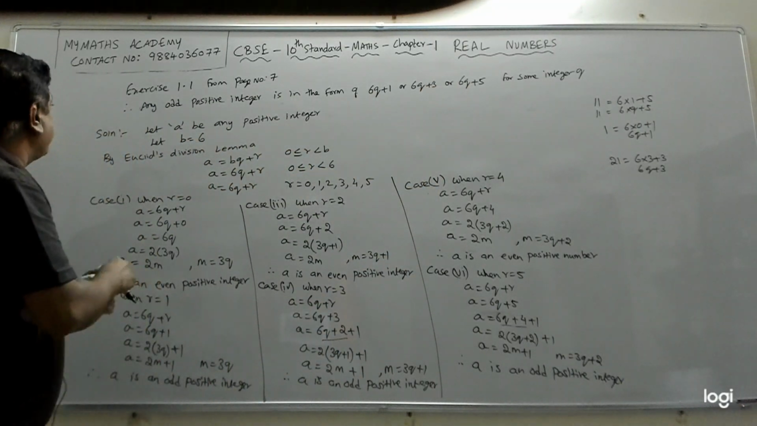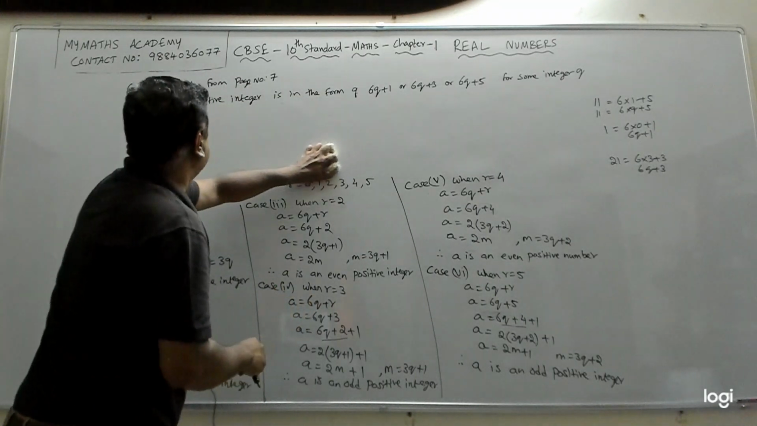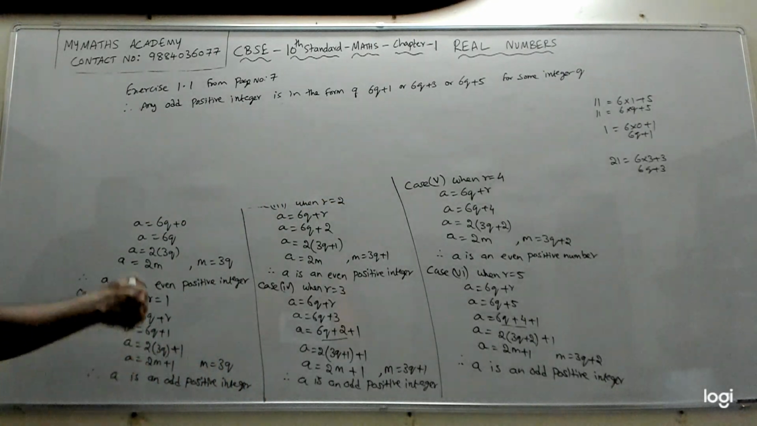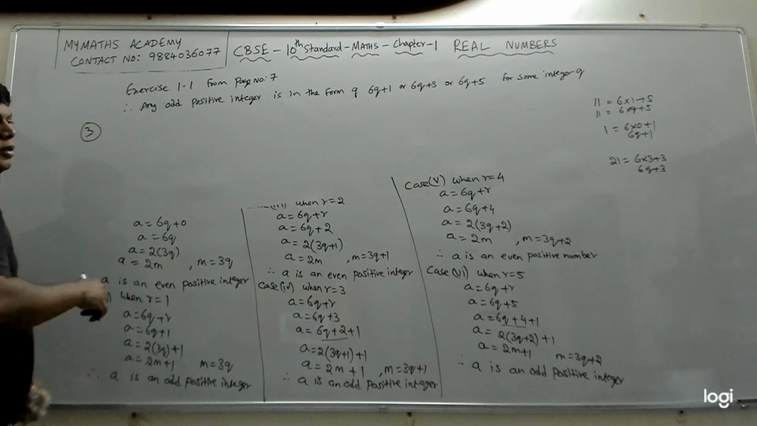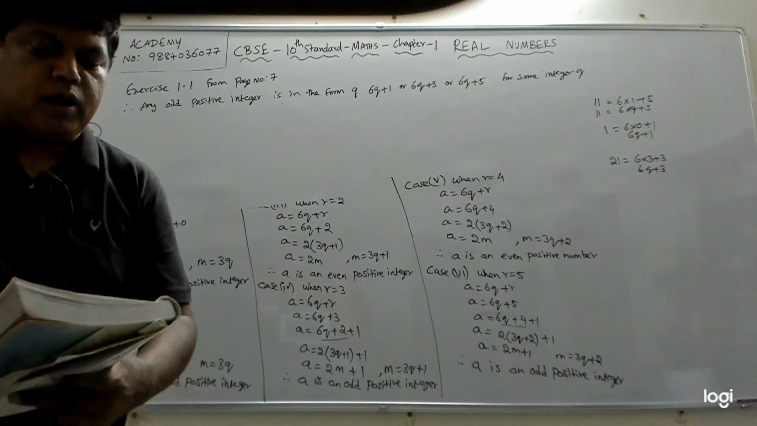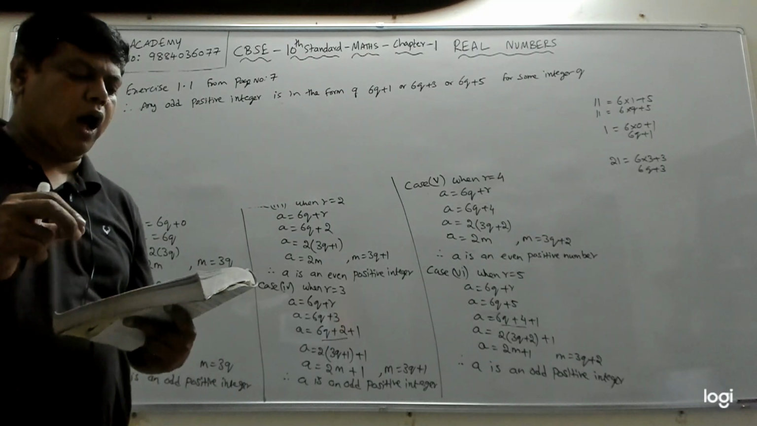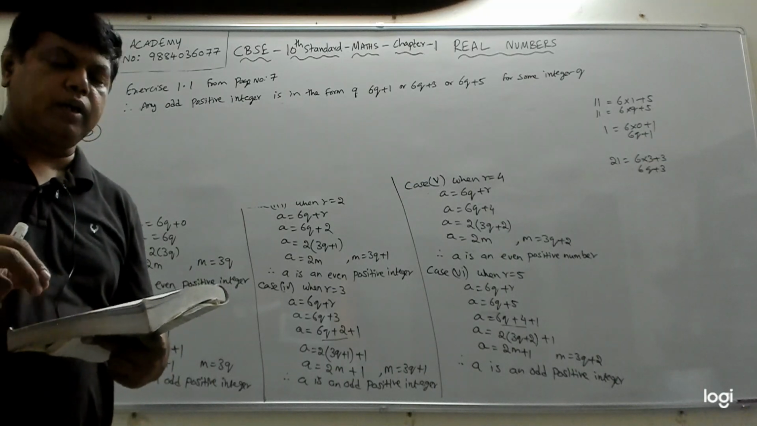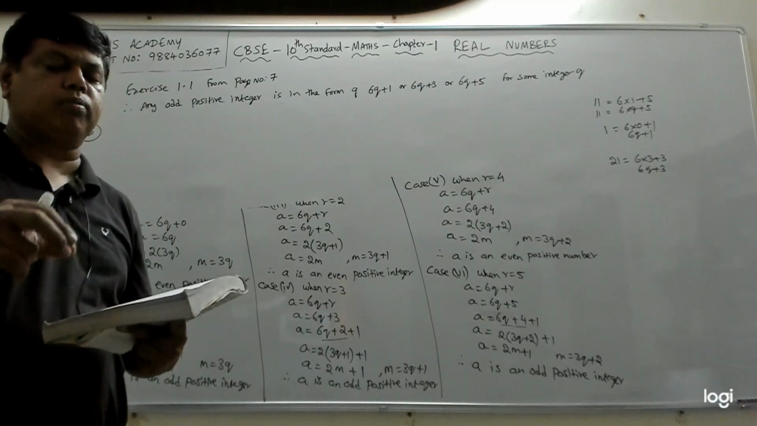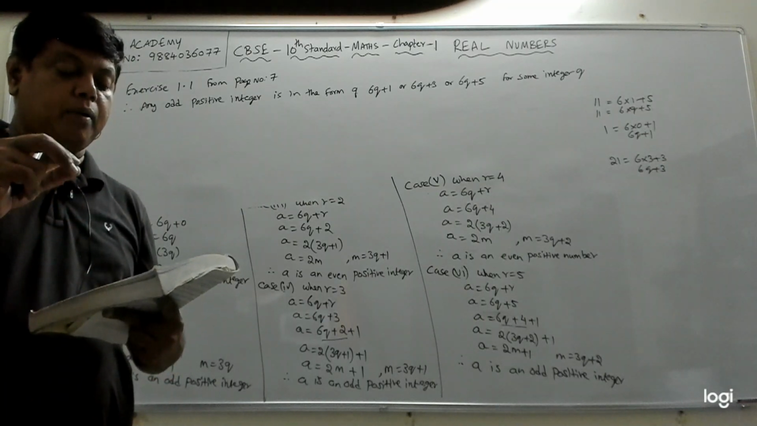Clear? Okay, now let's go to the next problem in your textbook, problem number 3. It says that an army contingent of 616 members is to march behind an army band of 32 members in a parade. The two groups are to march in the same number of columns. What is the maximum number of columns in which they can march?